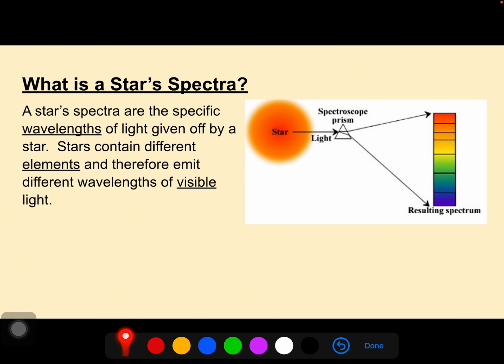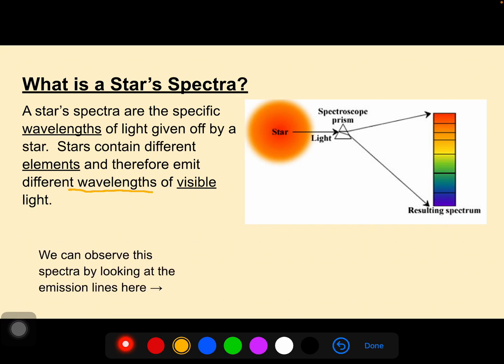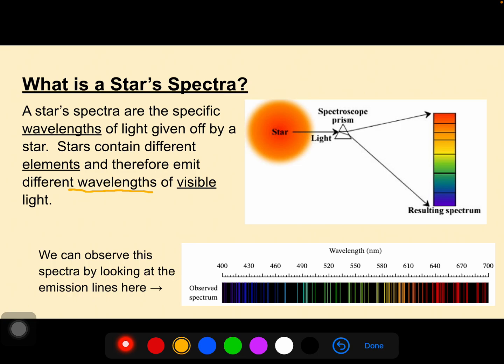We talk about a star spectra as like a wavelength of light given off by a star. Now the stars contain different elements, therefore they emit different patterns or different wavelengths of this visible light. And we started looking at these in class during our fingerprinting lab. This one is pretty in-depth, right? Lots of different wavelengths here, but we can see that pattern is our visible light that we looked at on our wavelength chart a couple units ago.